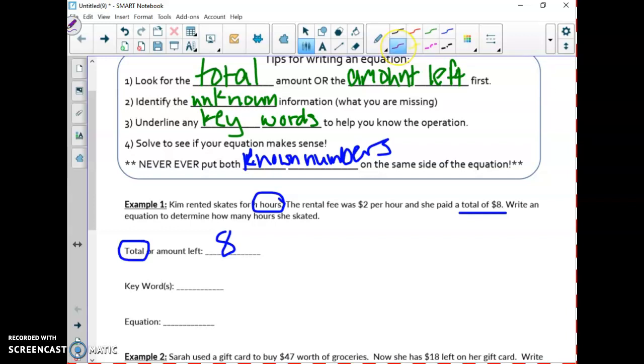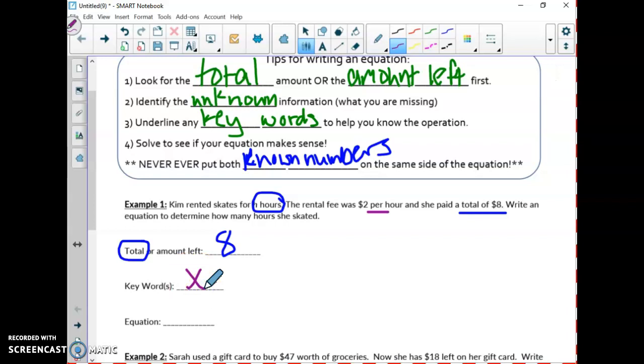Very good. If you guessed the per, very, very good. That is our keyword. And if you didn't guess it, don't worry about it. You should be able to get it next time. Now that you know that per is a keyword, you'll be able to see it next time. All right. So in this case, per is our keyword. And what operation does that mean we're using? Multiplication, very good. So multiplication is the operation that we're using within this problem. Awesome.